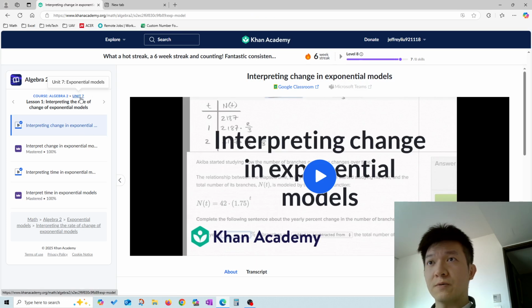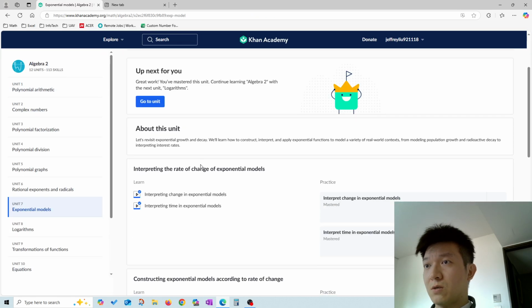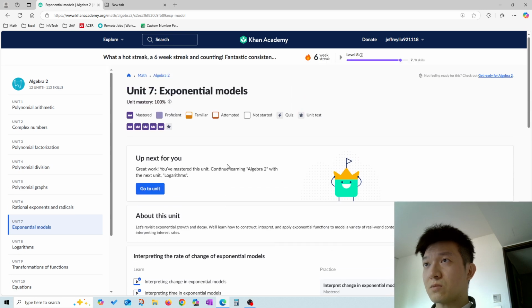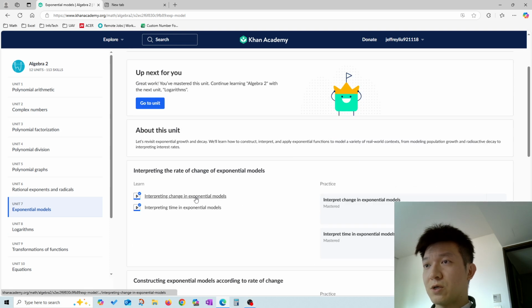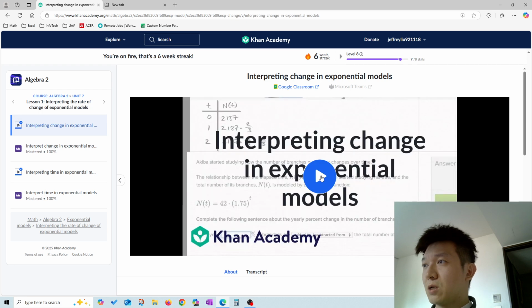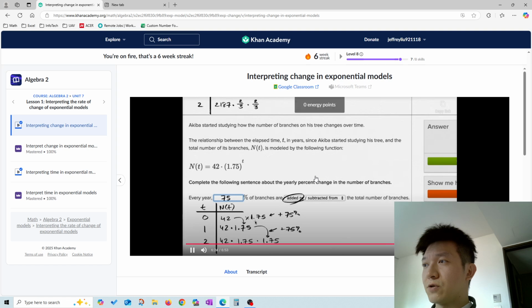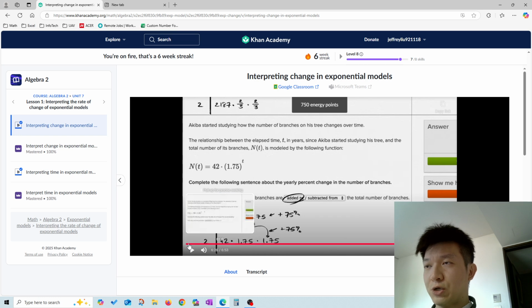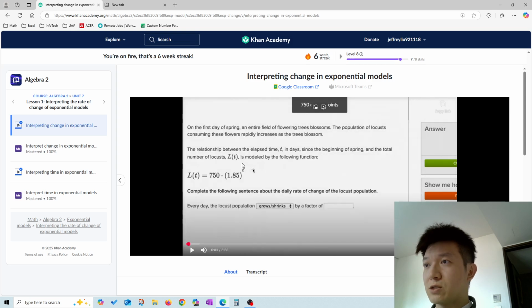This is exponential models. We're doing exponential models and trying to do the word problems. These are pretty easy. If you have a grasp on exponential expressions, then these should be easy for you. So let's first look at the first problem.